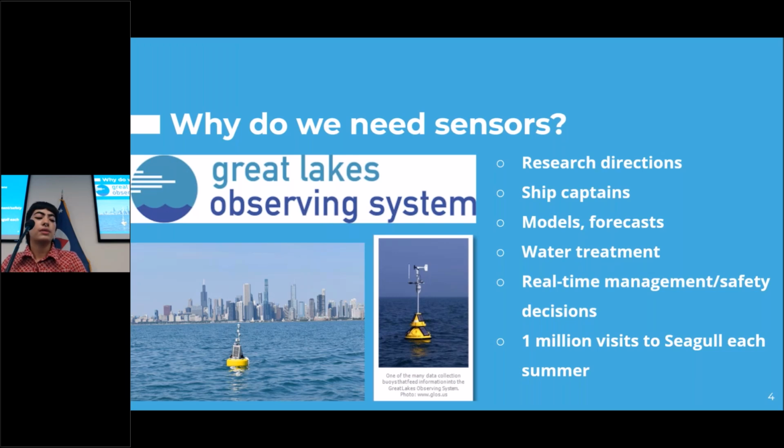And there are over 1 million visits to the website hosted by GLOS where people can check information of buoys. So there are over 1 million visits each summer. And so that's anglers and beachgoers, and so many people depend on this data. If a buoy is down for hours, they will let GLOS know.